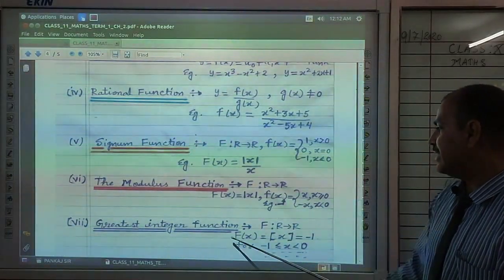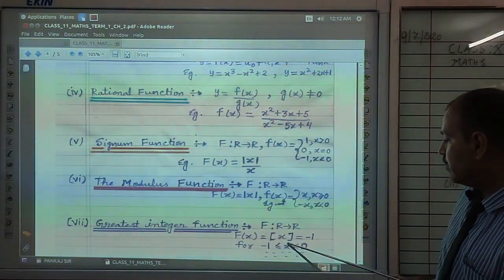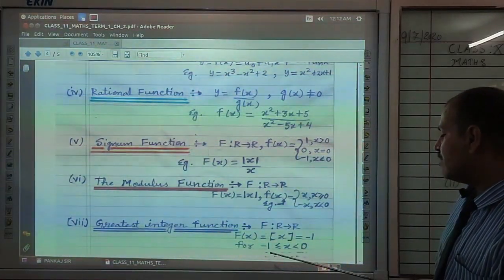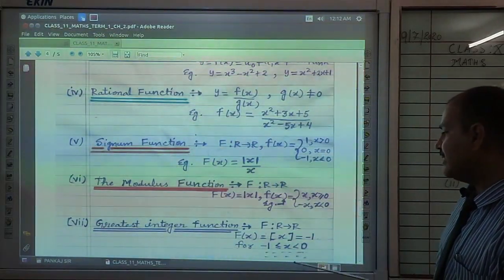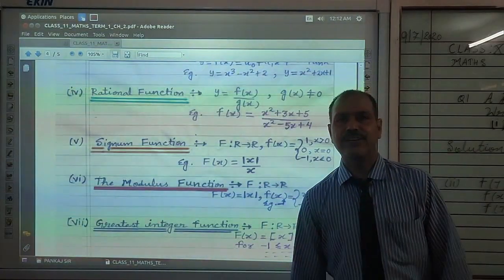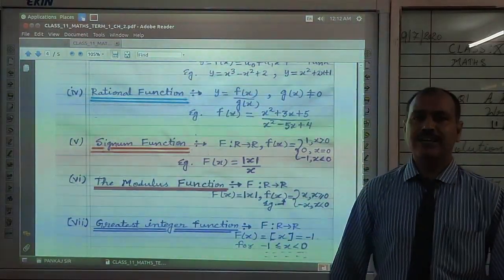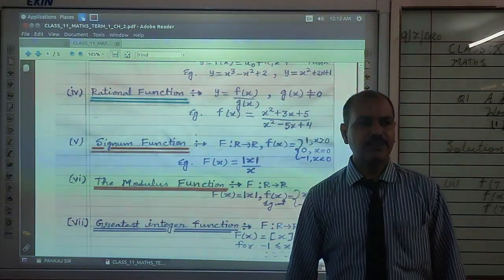Next one, the greatest integer function. f: R to R, f(x) is equal to the bracket x, which is equal to minus 1 for x greater than or equal to minus 1 and less than 0. Here the chapter is finished. If you have any doubt, you can ask in the online class. Is it okay? So thank you.